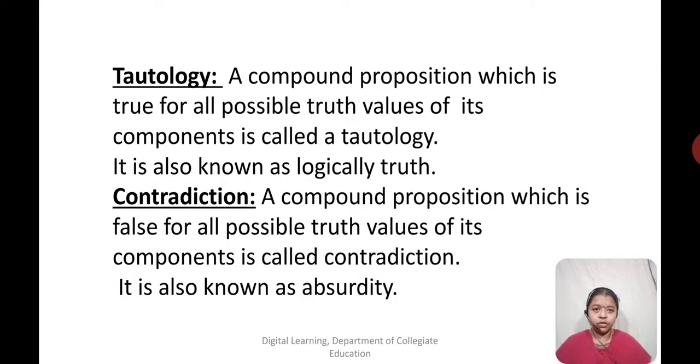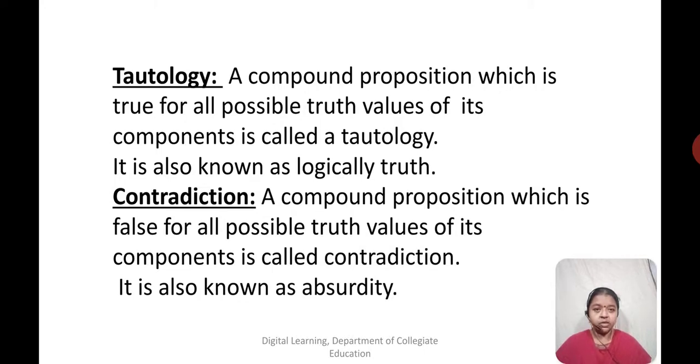Now let's see the definition of tautology. The definition says a compound proposition which is true for all possible truth values of its components is called a tautology, which means to say that however many tables we write, whatever formulas we take, for all the possible different combinations, we are going to get the final column as T values only. When all the entries in the last column become T, such a compound proposition is known as a tautology. It is also known as a logical truth.